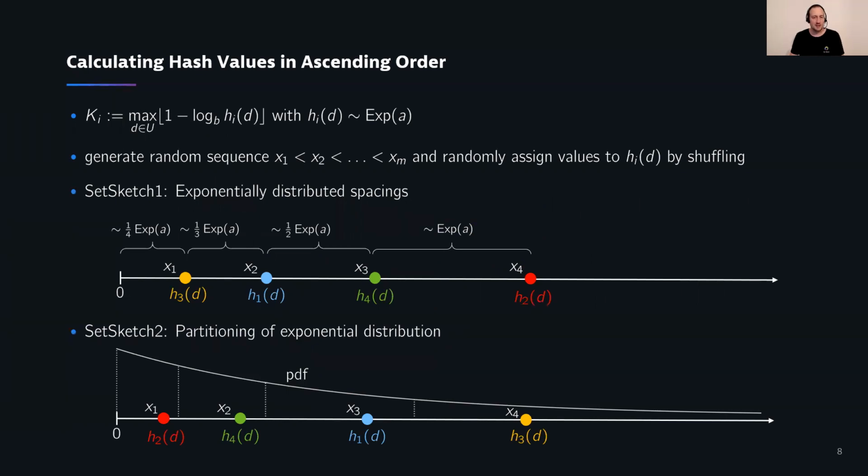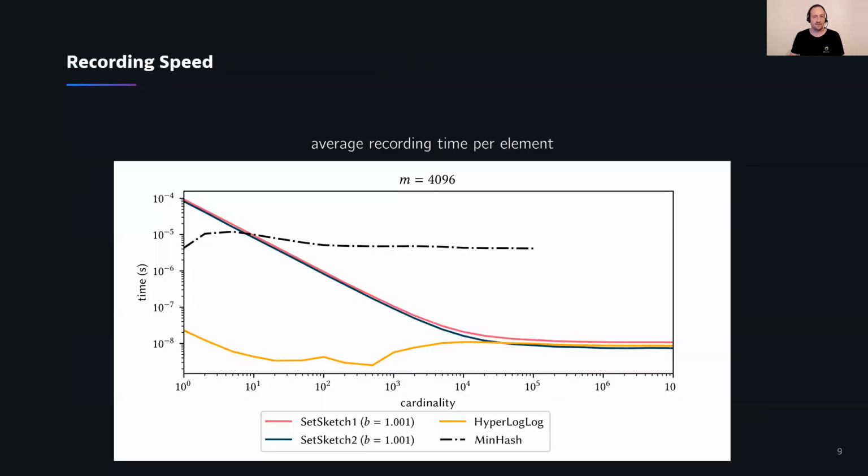The first approach sums up exponentially distributed spacings, which will result in statistically independent hash values. The second approach partitions the probability density function of the exponential distribution into equally sized areas, and exactly one sample will be taken from each of those partitions. In contrast to the first approach, the hash values will be correlated. However, our experiments have shown that the same estimation algorithms can be used as for SetSketch 1, and they even give more accurate estimates in case of small cardinalities.